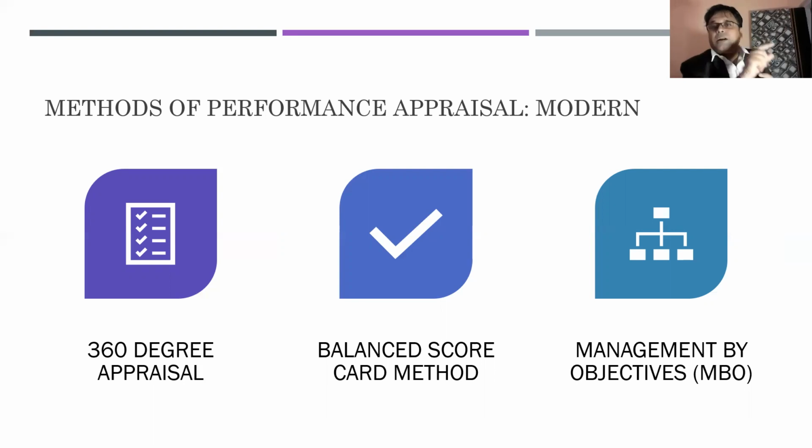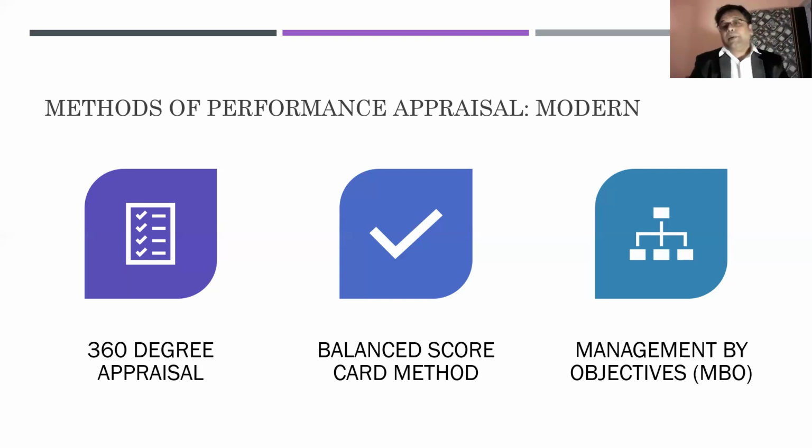But in the case of the balanced scorecard method, what we are going to do is identify some parameters and give equal weightage to all of them. That means the employee has to perform equally well in all the parameters. We cannot say that he is good in parameter A, but not that good in parameter B. Then your performance is not appropriate. So you have to be good in all the identified important parameters.